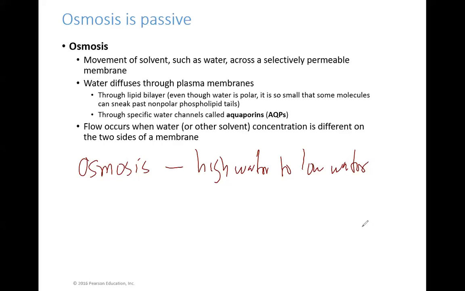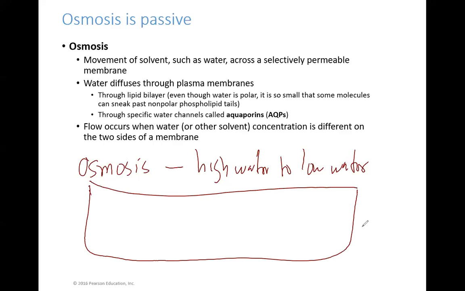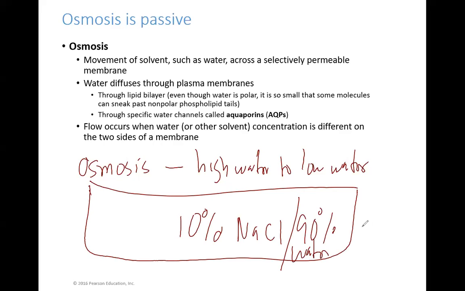Well, let's say you have a solution in a beaker. It's a big beaker. You have a solution inside this beaker that is 10% sodium chloride and 90% water. That's the water concentration in that solution. It's a 10% salt solution. A 10% salt solution is 90% water.